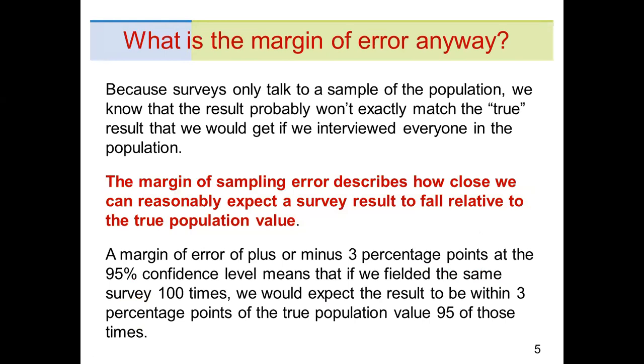The margin of error of a sample describes how close we can reasonably expect a survey result to fall relative to the true population. For instance, a margin of error of plus or minus 3 points at the 95% confidence level means if we fielded the same survey 100 times, we would expect the result to be within 3 percentage points of the true population 95 out of those 100 times. And you see that a lot with national surveys. They'll say, this is the percentage of people who have been vaccinated, plus or minus 2 points. That's what's called the error.